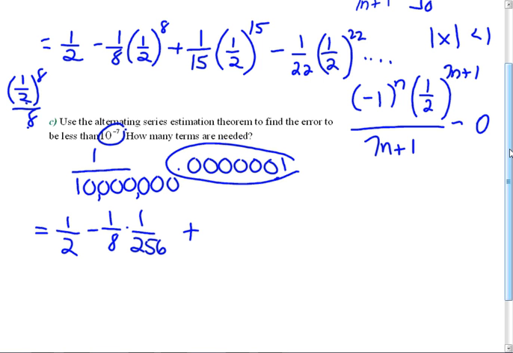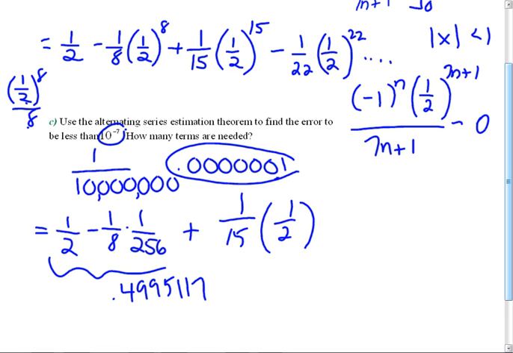Well, that could be, so he did these. 0.499 what? 5. Okay, now we're going to do 1 over 15, and it's 1/2 to the 15th, and I don't know what 2 to the 15th is. So it's 1 divided by 15 times 2 to the 15th. Make sure you use parentheses.